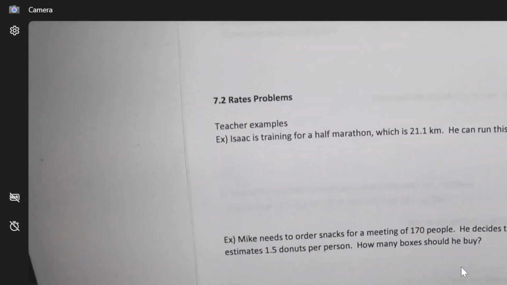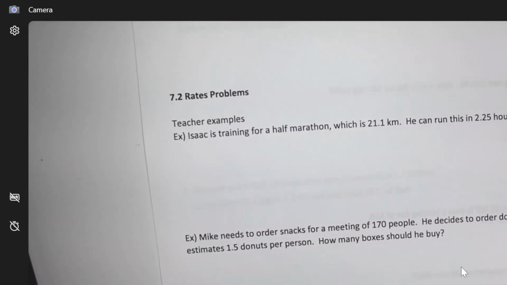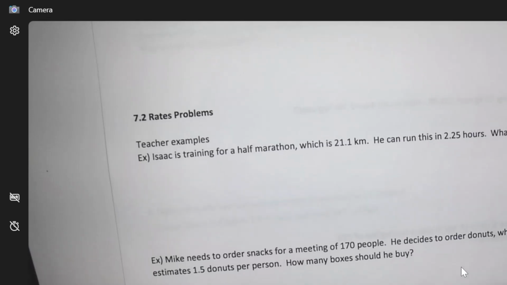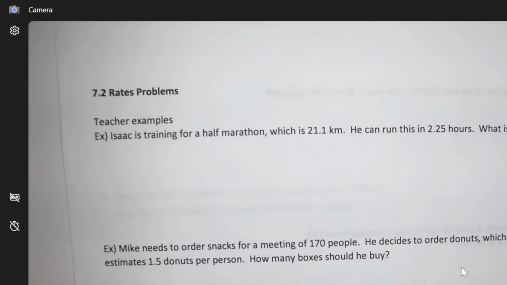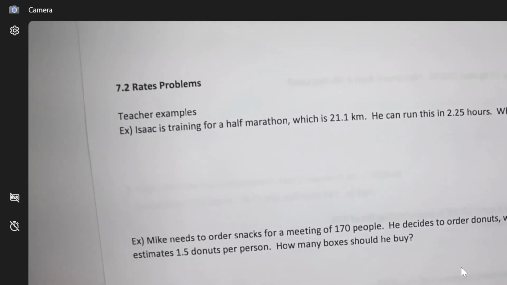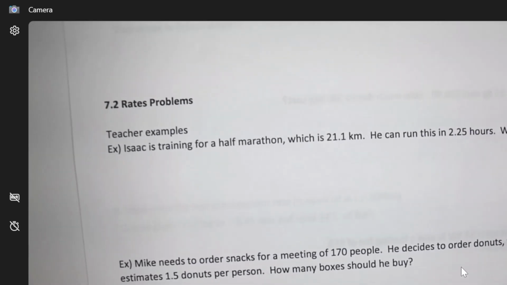Okay, I want to do maybe another problem with you here. Can you flip to this one? Can you turn one page, I think? 7.2.